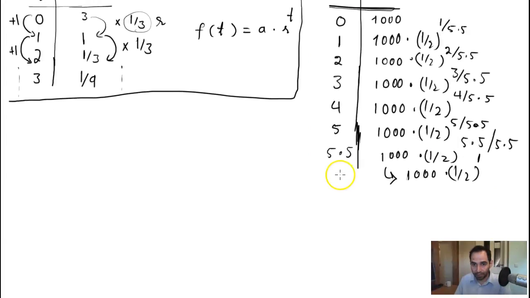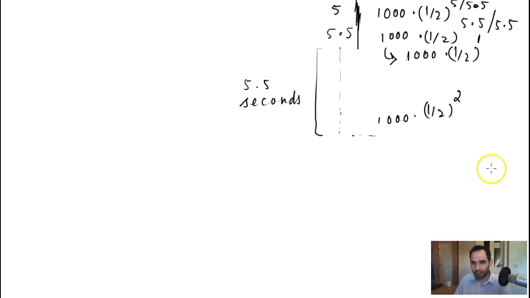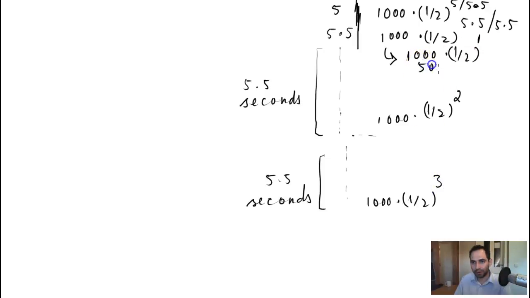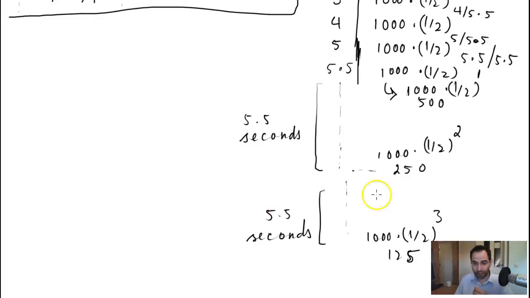And again, the same thing will happen after another 5.5 seconds. This becomes 1,000 times 1/2 raised to the second power. And again, after 5.5 seconds, the output becomes 1,000 times 1/2 raised to the third power. So here my output is 500, here my output is 250, here my output is 125. So you can see that every 5.5 seconds, the number of bacteria is being halved and halved and halved.